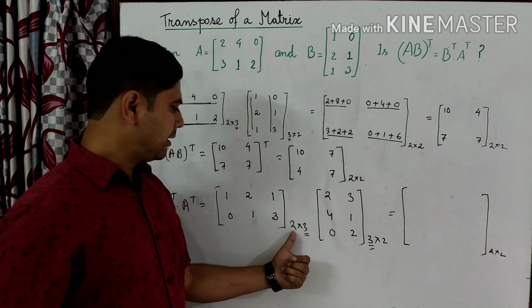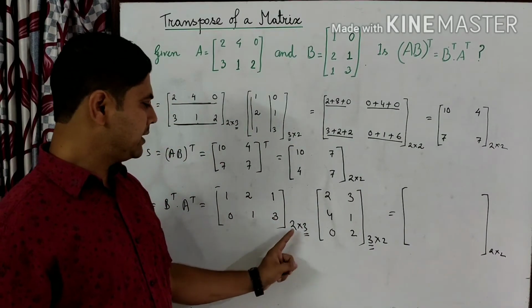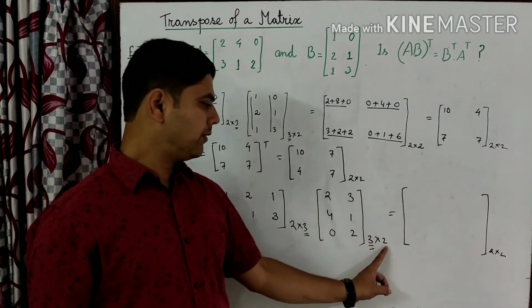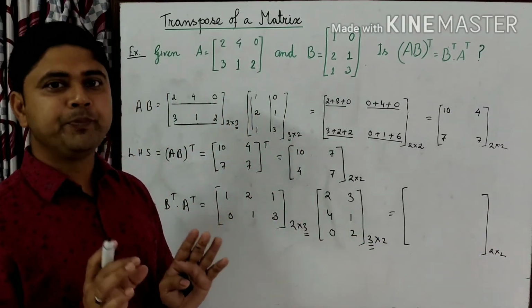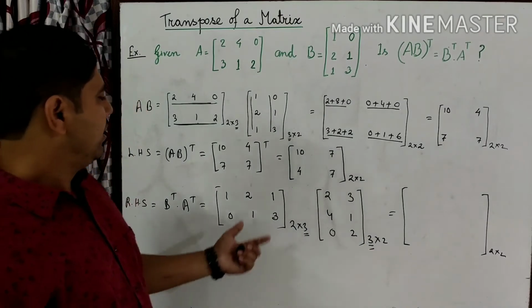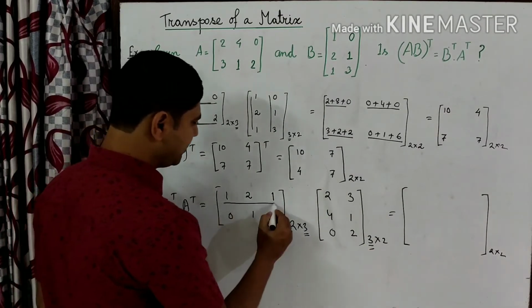Why? The number of rows in the first matrix is what? 2, and the number of columns of the second matrix is also what? 2. Therefore, after multiplication you have a matrix whose order is what? 2 by 2. Now when you multiply, first row multiplies with what?